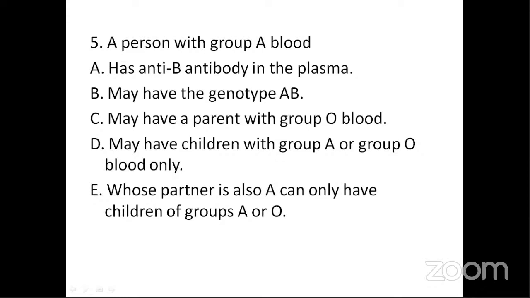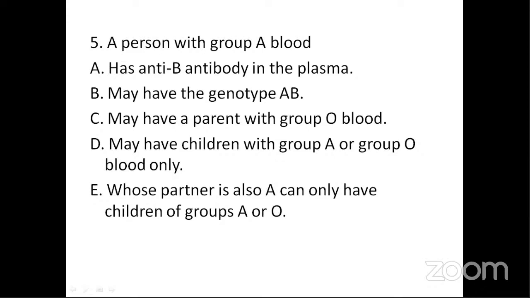Yes, it is true. This appears about the time of birth. And a person with group A blood may have the genotype AB. False. This would make them blood group AB. Only AB blood group will have a genotype of AB. Okay, then a person with group A blood may have a parent with group O blood. It is true. They could inherit an A gene from the other parent to give genotype AO.